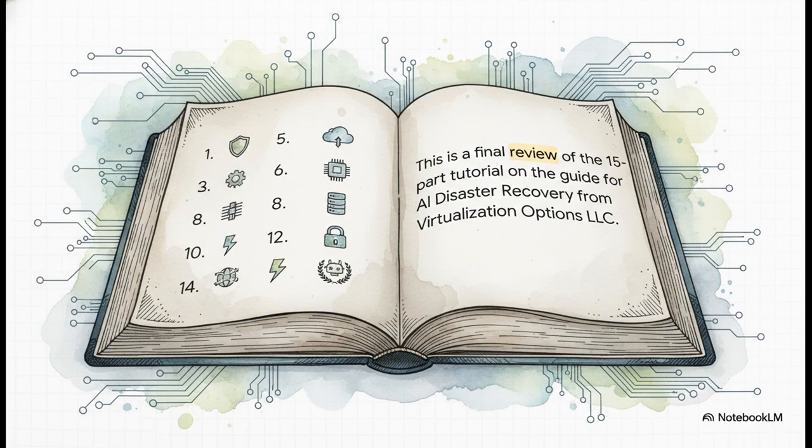This is it, the big end-of-course review for that entire 15-part tutorial. You could call it the ultimate cheat sheet, really. We're going to recap all the essential steps you need to build a rock-solid, truly resilient disaster recovery plan for your entire AI stack. And it's all based on that fantastic guide from Virtualization Options LLC.